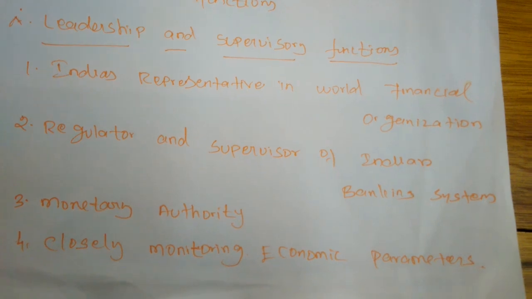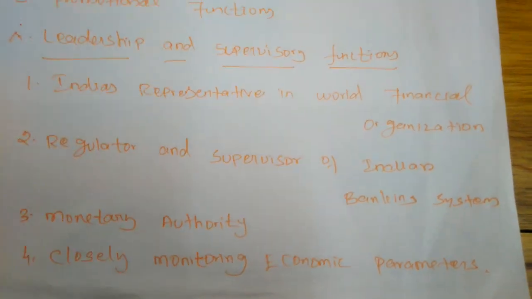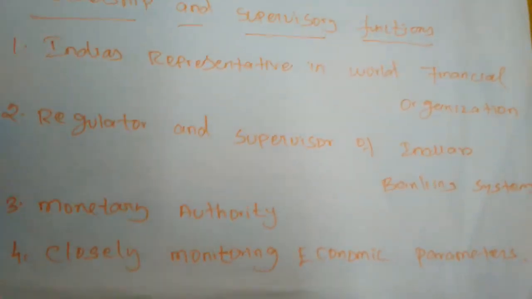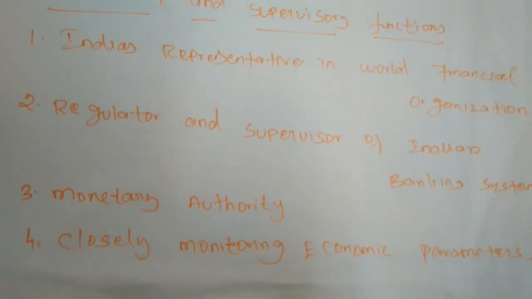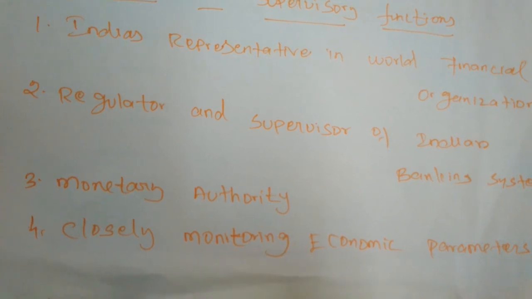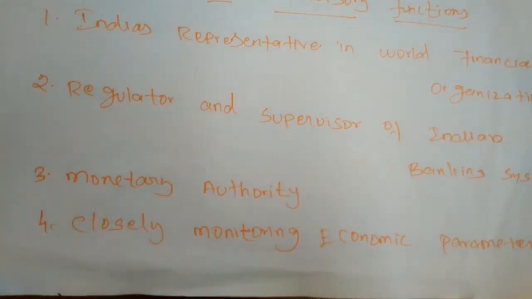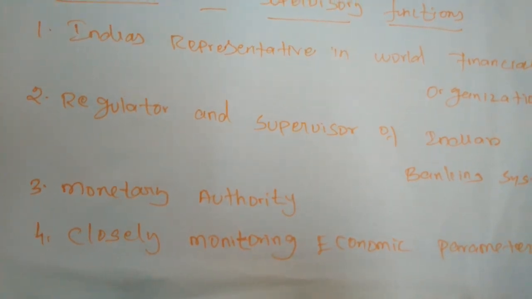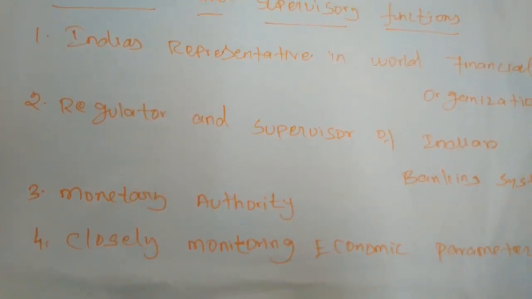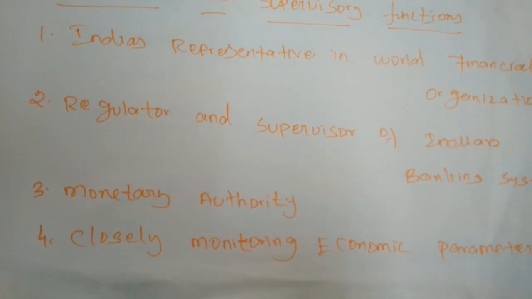Next, closely monitoring economic parameters. Economic parameters mean different things: the production levels, the trade cycles, foreign investment, balance of payments, balance of trade, and financial markets. Everything has to be monitored by the Reserve Bank of India only.